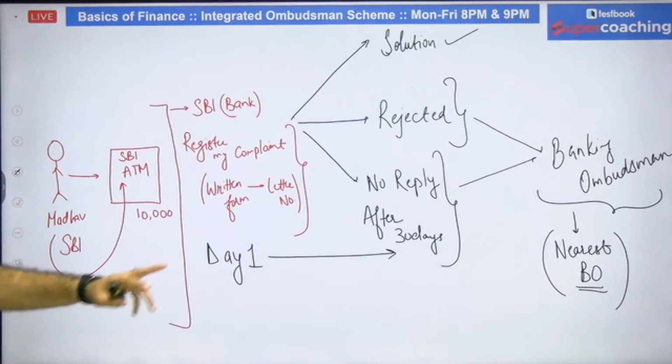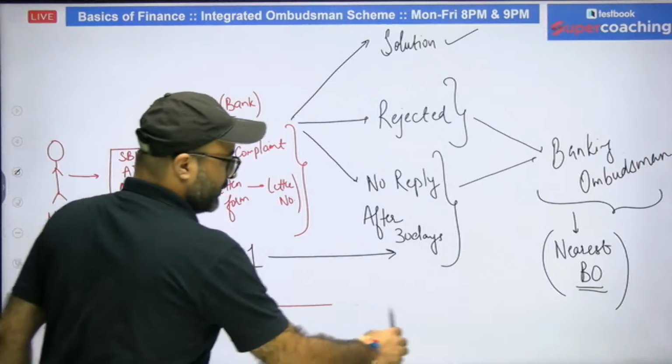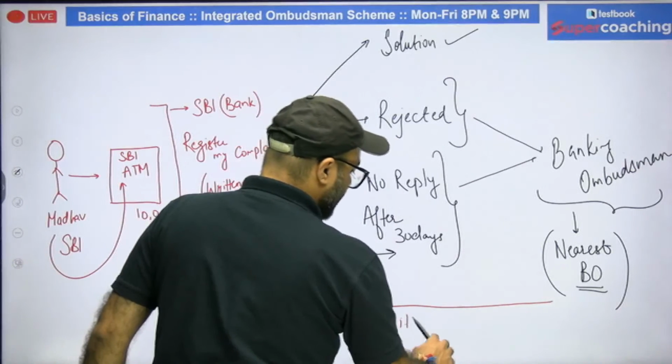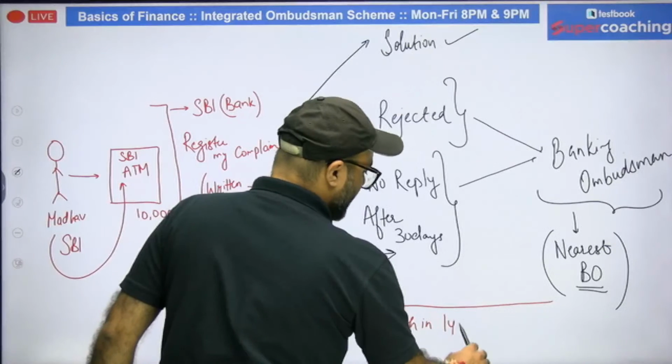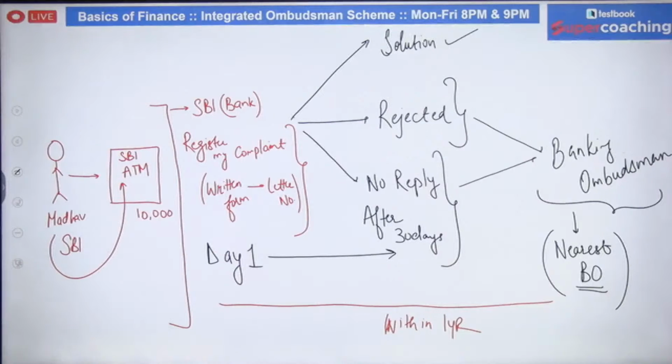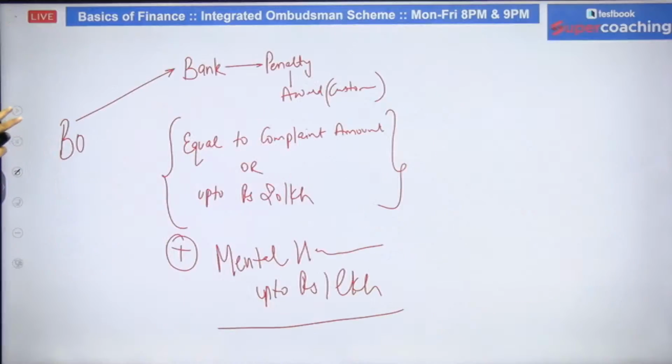But you must reach the banking ombudsman within 1 year, and you can reach the banking ombudsman only if your complaint is rejected by the bank or no reply has been given for 30 days. Then after 30 days you can reach the banking ombudsman. This is how the entire banking ombudsman structure works.